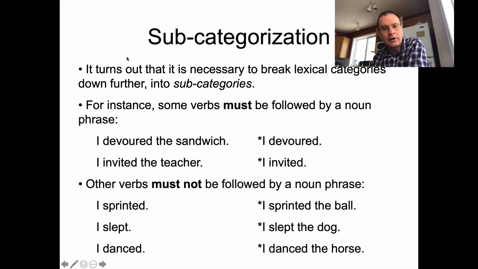On the other hand, there are other verbs that should never be followed by a noun phrase. So you can say I sprinted, or I slept, I danced, but you can't say I sprinted the ball, or I slept the dog, or I danced the horse. That doesn't work. For some of these, you can put a preposition in here, which would make more sense, like I slept with the dog. But that's not a noun phrase, right? So it's working slightly differently there.